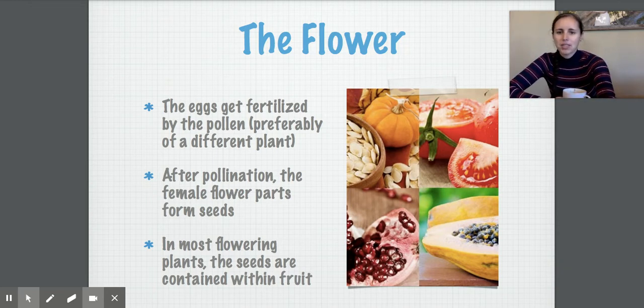So what actually happens is after pollination, the female flower is going to form seeds. So once the eggs have actually been pollinated, we're going to see seeds. So seeds are kind of like plant babies. That's like the fertilized egg of plants is seeds. So you can think of pumpkin seeds, tomato seeds. We've got a papaya here, pomegranate. In most flowering plants, seeds are contained within fruit. So most flowering plants will produce a fruit. That's again kind of the offspring. And the seeds within it, that's the actual fertilized egg. So when you want to have a new plant, you plant a seed, you water it, and it's like planting a baby plant, and it's going to eventually grow into an adult plant.